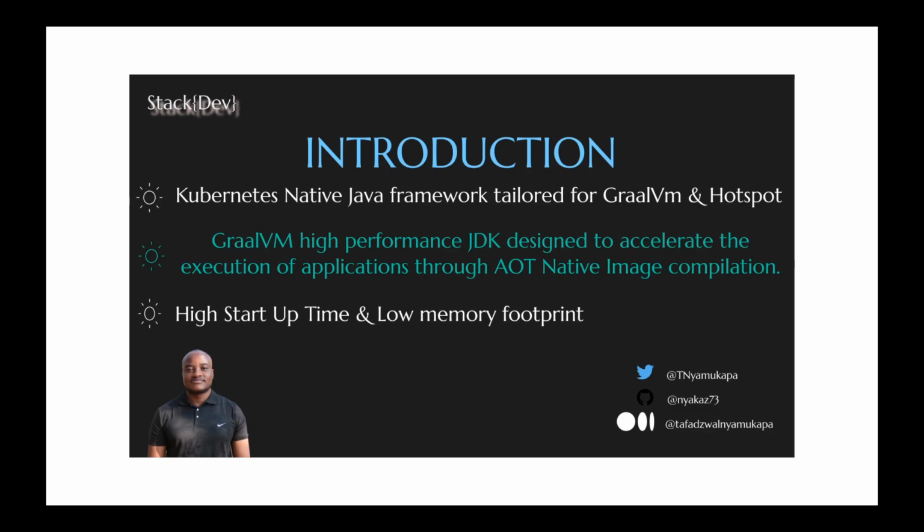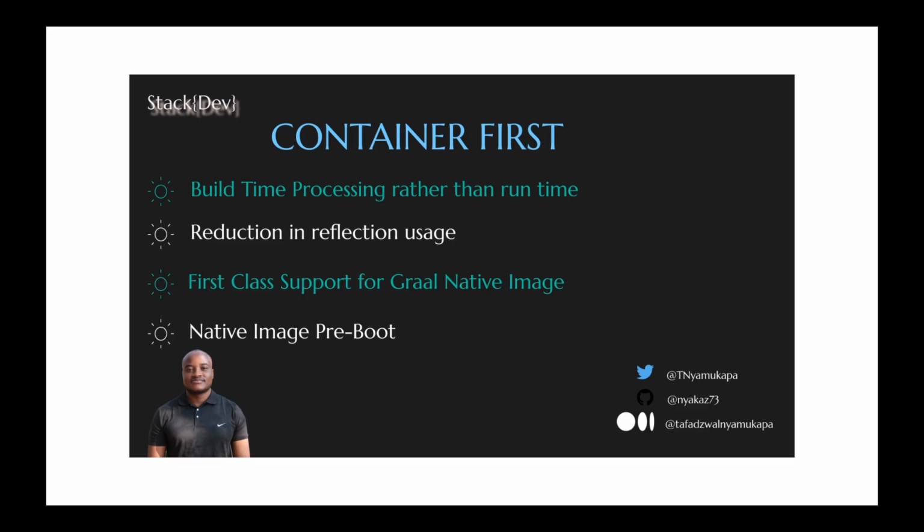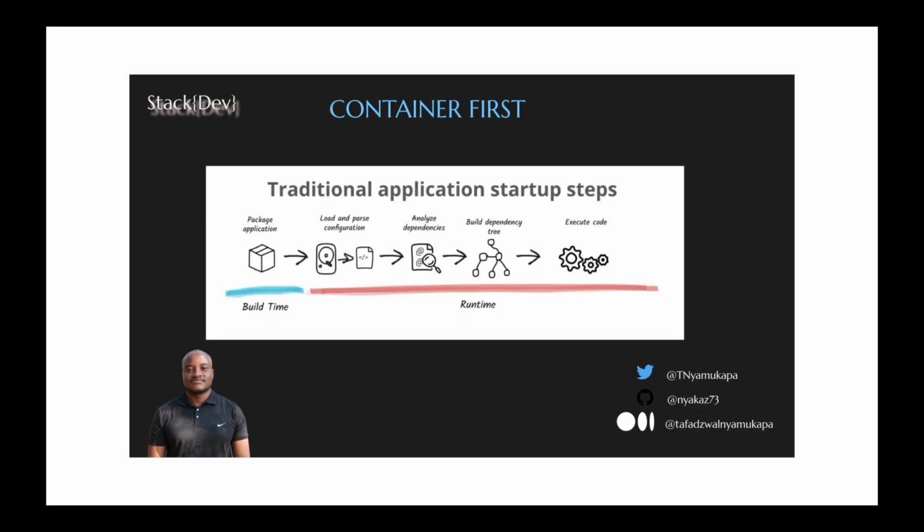By this, what you get is a native executable with a fast startup time, which is what Kubernetes would want, as well as a low memory footprint, which is again what Kubernetes would want. So we won't have issues where our applications or microservices written in Java are constantly being booted out because of resource issues. All that process where GraalVM compiles classes, loads dependency trees, and so on, is what is called the container first approach. So this is what traditional Java applications used to do.